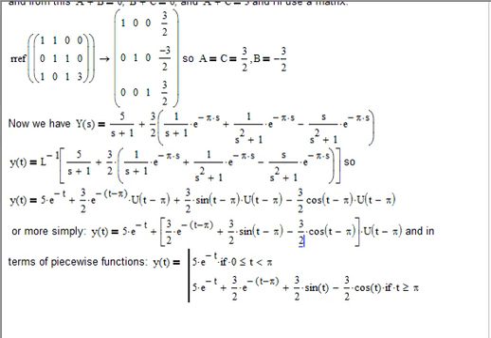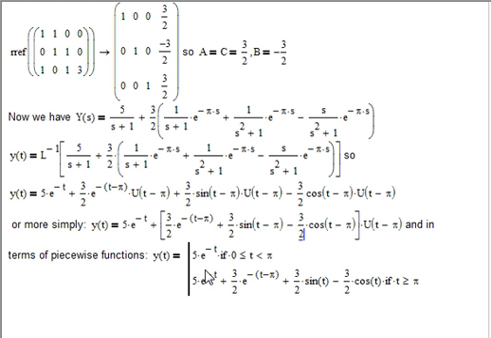And finally, what function would that be? Well, y of t is 5 e to the negative t if t is between 0 and pi, because if t is bigger than pi, this would be 1. If it's less than pi, this is 0, so all this part gets zeroed out. So otherwise, it's 5 e to the negative t plus 3/2 e to the negative t minus pi plus 3/2 sine of t.